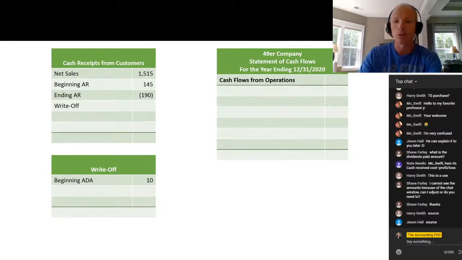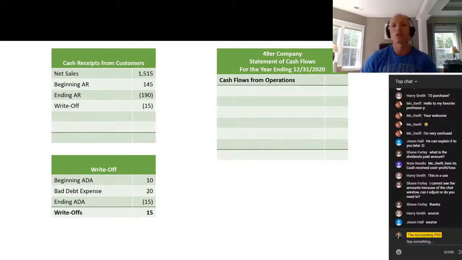So you start with your beginning allowance for doubtful accounts or allowance for bad debt expense. You add the bad debt expense to that beginning balance, and then you subtract any ending allowance for doubtful accounts. So this is the equation that allows you to calculate your write-off. Beginning allowance plus bad debt expense minus the ending allowance. That gives you the write-off. And in this case, the write-off was $15.